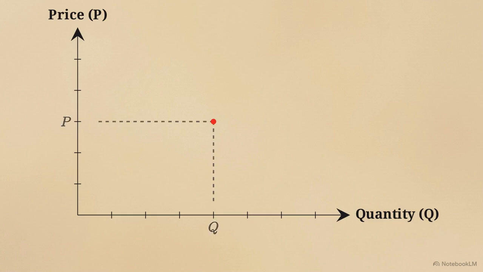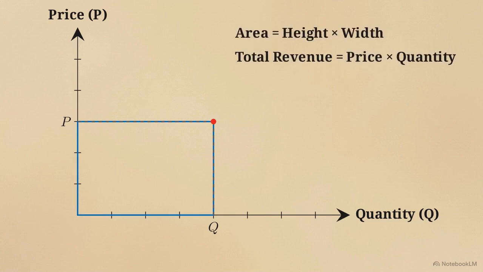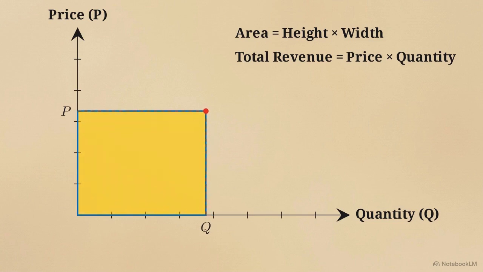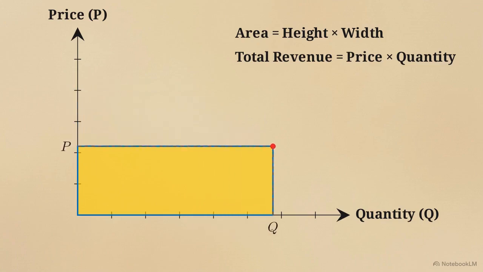This is a standard economic graph. We map the price of our items on the vertical axis and the quantity sold on the horizontal axis. When we plot a specific price and quantity coordinate, we can draw lines straight down to the axes. This forms a rectangle. Because the area of a rectangle is found by multiplying its height by its width, price times quantity, the total space inside this box represents our total revenue. Any change in revenue is just a change in the dimensions of this box.